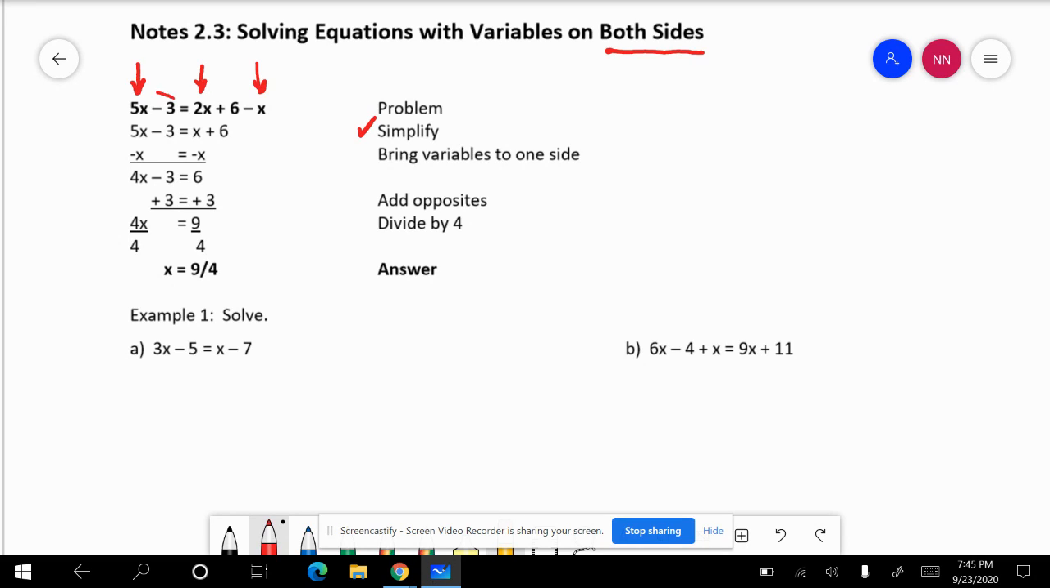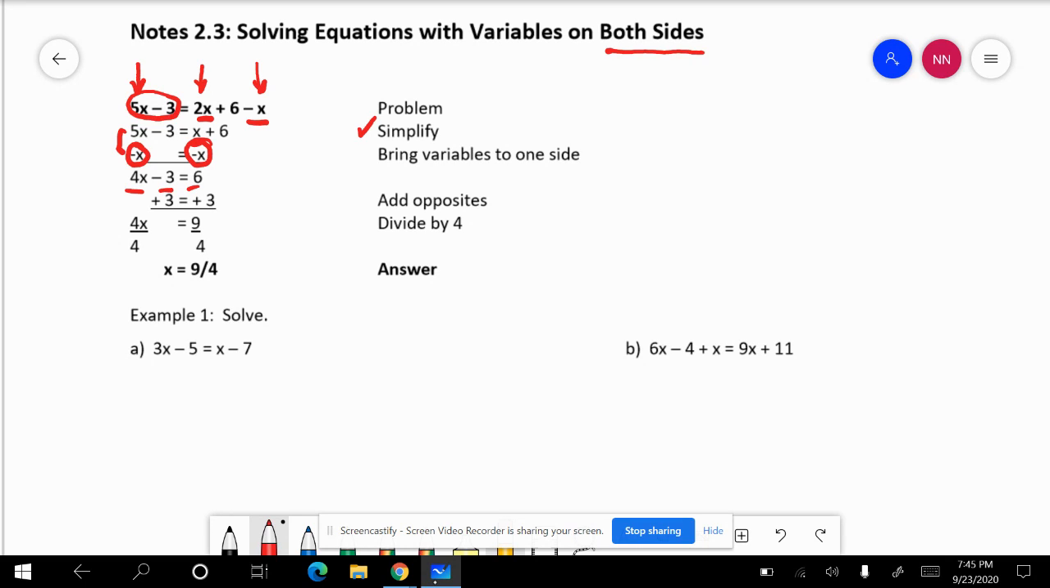The left-hand side is already simplified, but if we look at the right, we see a 2x and a negative x, and that gives us 1x. Now, in order to get the x's on one side, we're going to do the opposite operation. I always like the one that's the least, and so I'm going to subtract the x. That gives me 4x minus 3 equals 6.